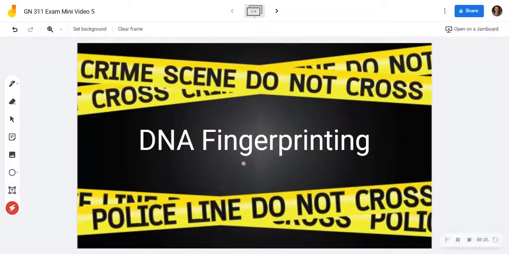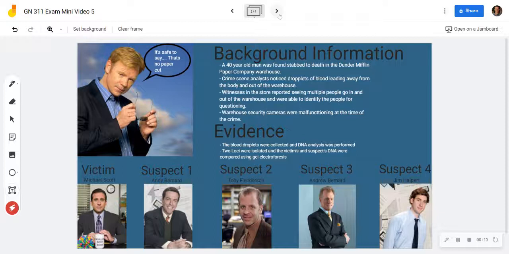Today we'll be looking at DNA fingerprinting, and we'll use a real-life example of crime scene analysis and how it is often used to exclude suspects from lineups. So in this case, a 40-year-old man was found stabbed to death in Dunder Mifflin Paper Company warehouse, and as Horatio Caine would say, it's safe to say that's no paper cut.